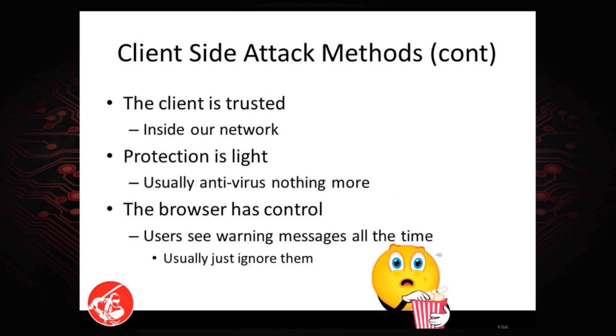Nice thing about the client: the client's trusted. He's already inside our network. Protection's light, usually antivirus. They should have an internal firewall on, some do, some don't. Endpoint security should be there, some do, some don't. Again, it's all part of our methodology, our structured process, and our plan to figure out what's there and how to defeat it. The browser has control. It sends a warning message all the time to the user.